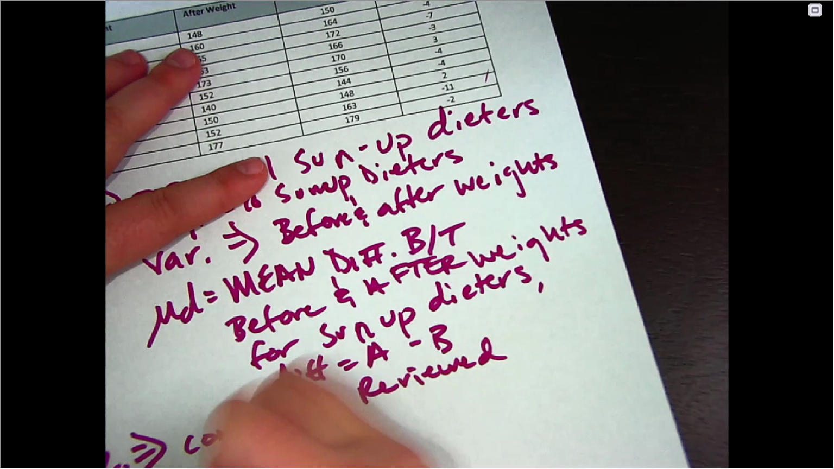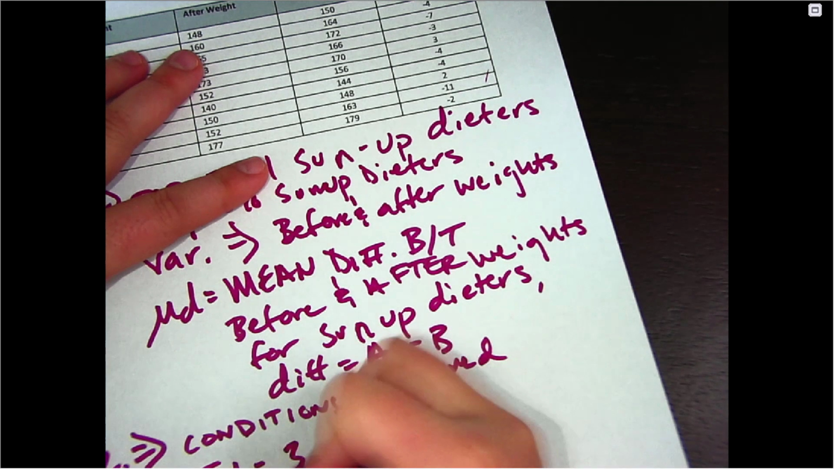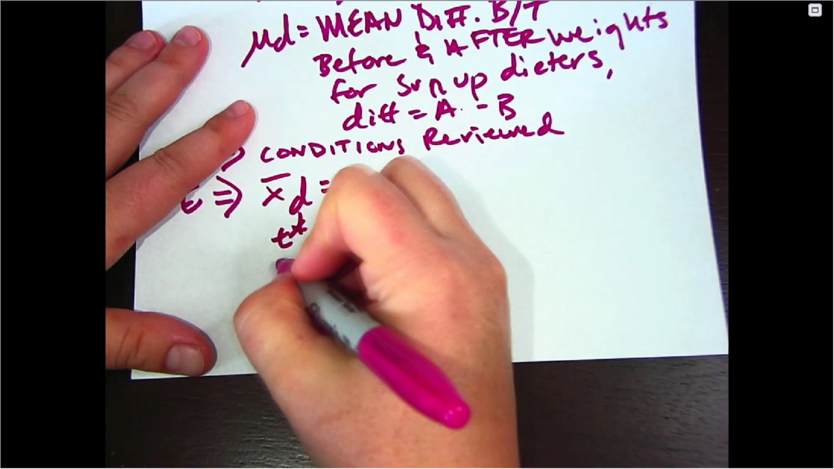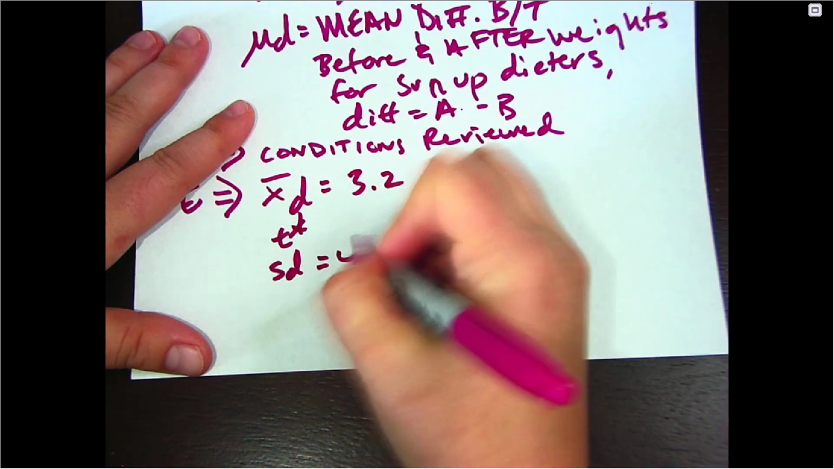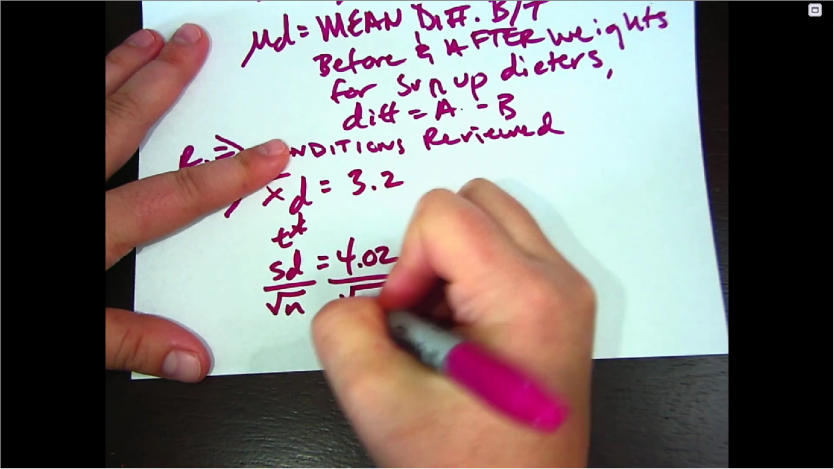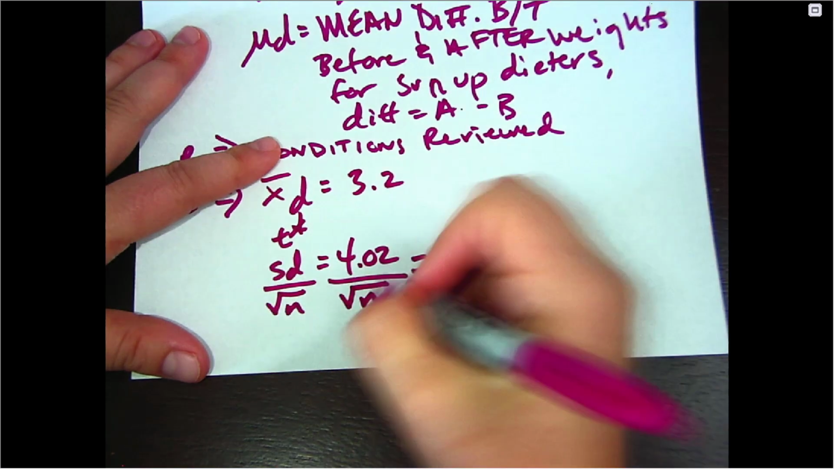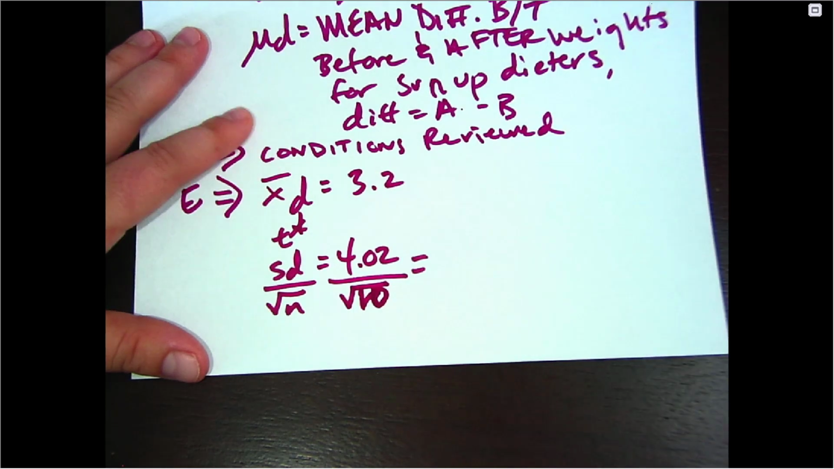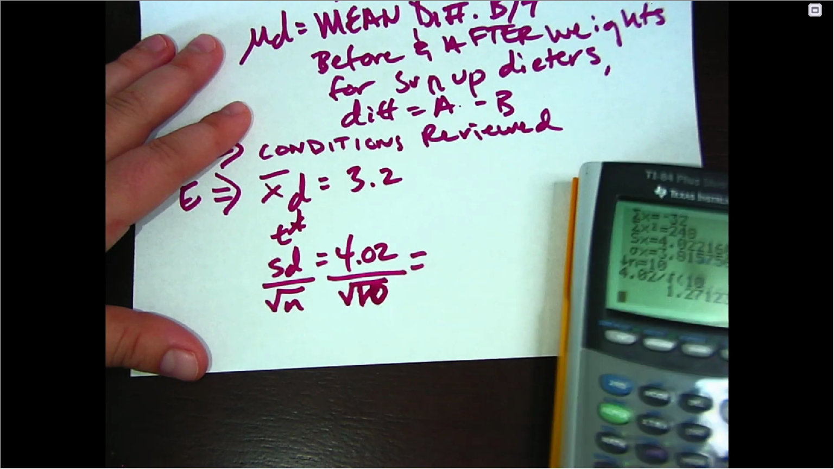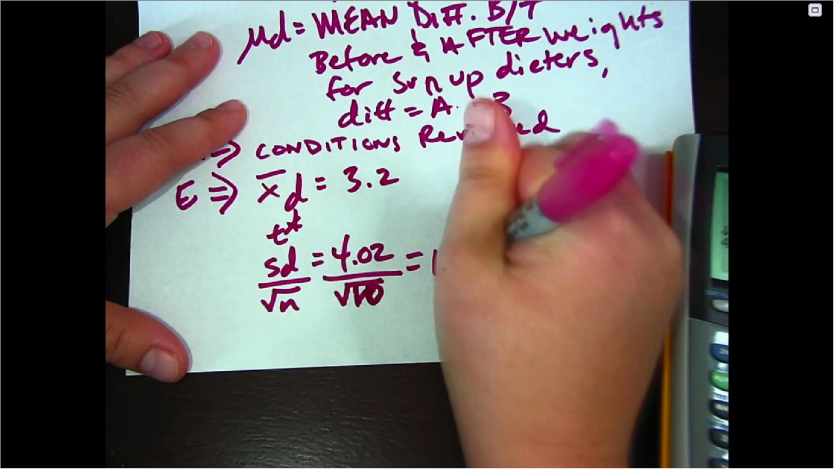So I'm just going to write that out. I have 3.2, and then we'll need our t star. And then s sub d was 4.02. To calculate standard error, I know that n is 10. So I have 4.02 divided by the square root of 10. There we go. So our standard error is 1.27.